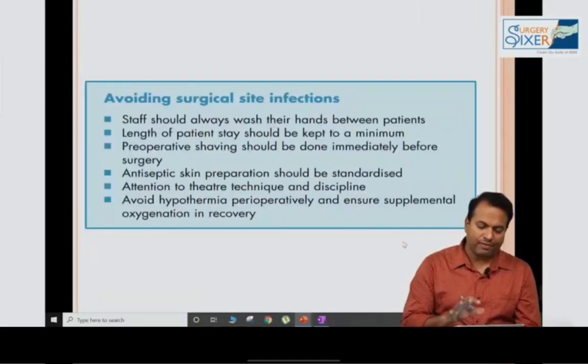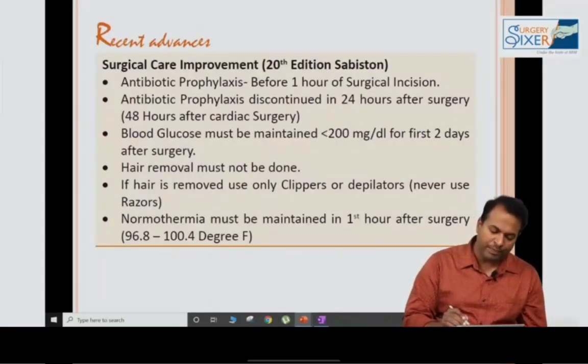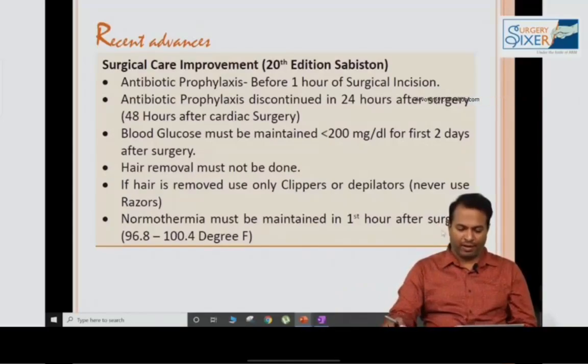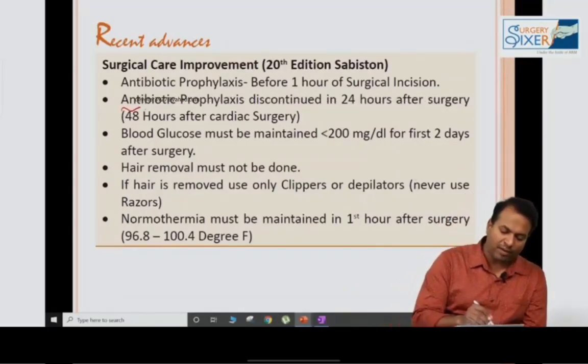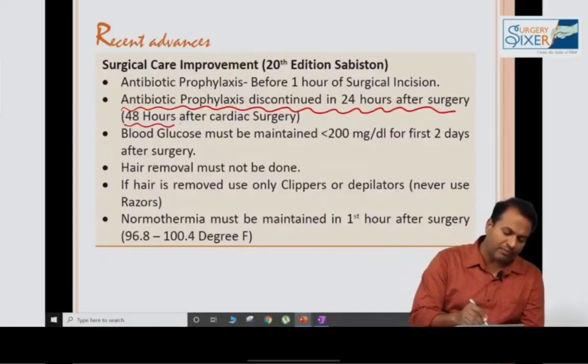How to avoid surgical site infection? The same thing I told you. You should follow proper sterile precautions and avoid hypothermia, hyperglycemia, and also please avoid hypoxia in the operation theatre. If the surgery continues beyond 4 hours, we have to give another dose of antibiotic. For every 4 hours of extended surgery, an added dose is given as prophylactic antibiotic. Usually antibiotic prophylaxis should not be continued after 24 hours. After 24 hours, it is continued only for cardiac surgery, up to 48 hours.